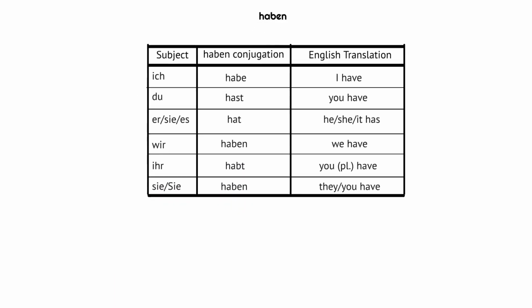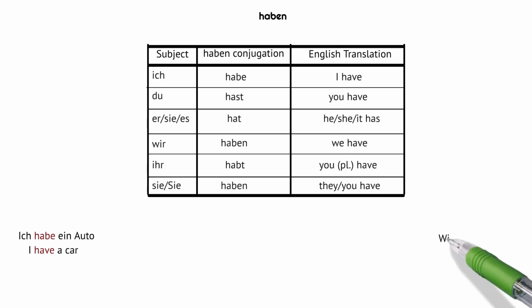Remember, haben is for two things. First, possession, just like in English. For example, Ich habe ein Auto. Second, and this is the important one for later, it's your past tense helper. You'll use a conjugated form of haben to build sentences like Wir haben gelernt.